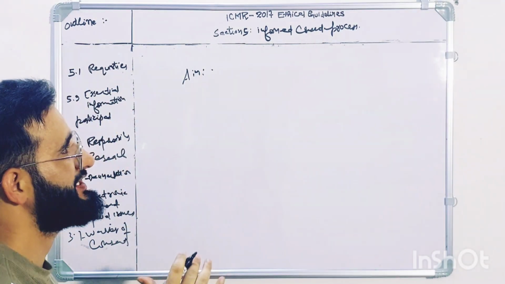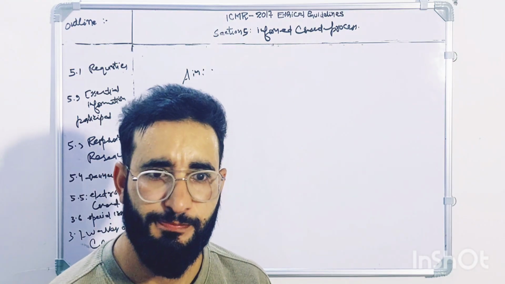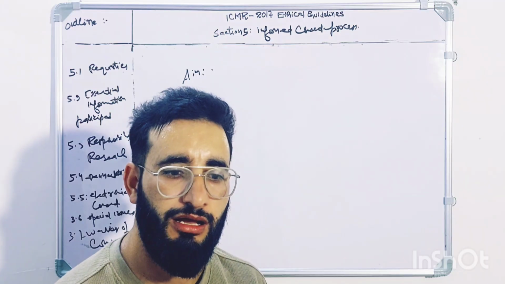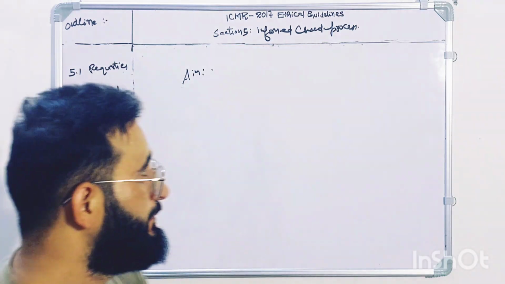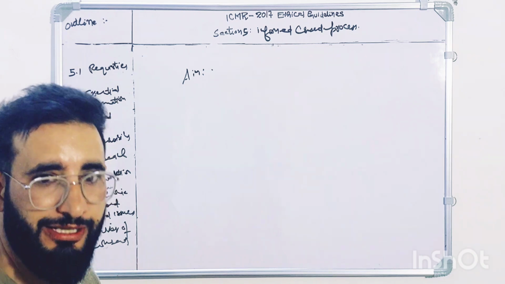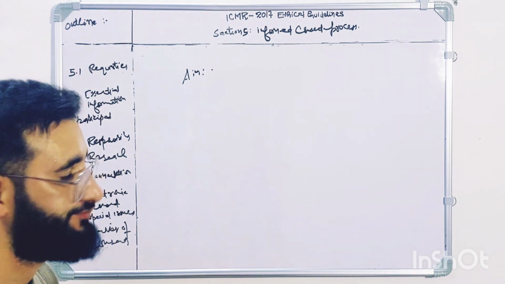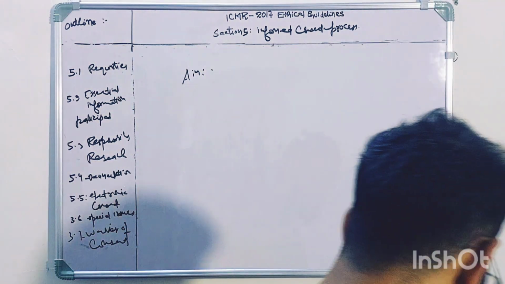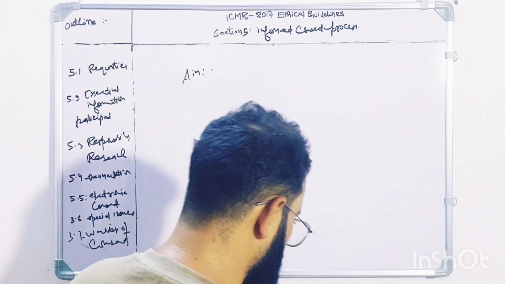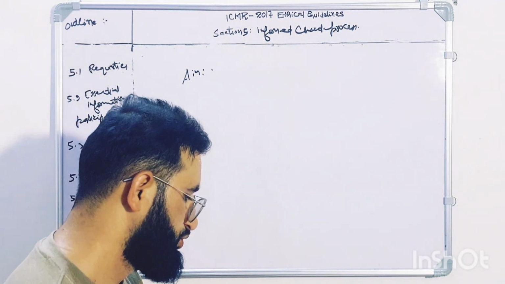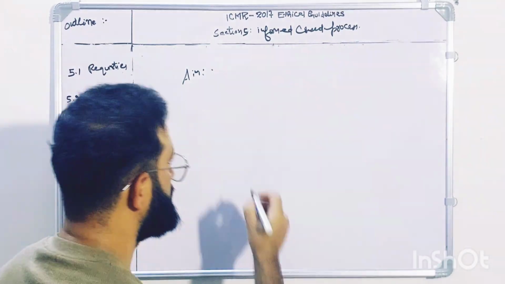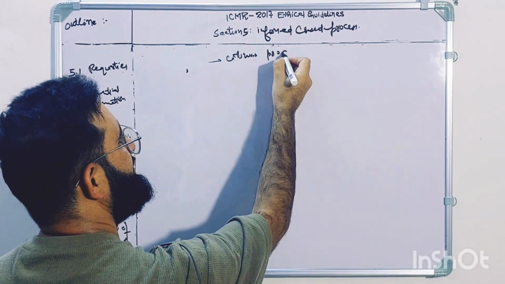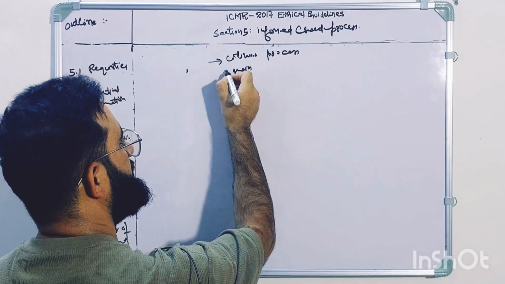The aim of this section is to ensure that the research participant has understood the research, its risks and its benefits, and is voluntarily providing informed consent and voluntarily accepting participation in the research. You should know that informed consent is a continuous process. It involves 3 main components.